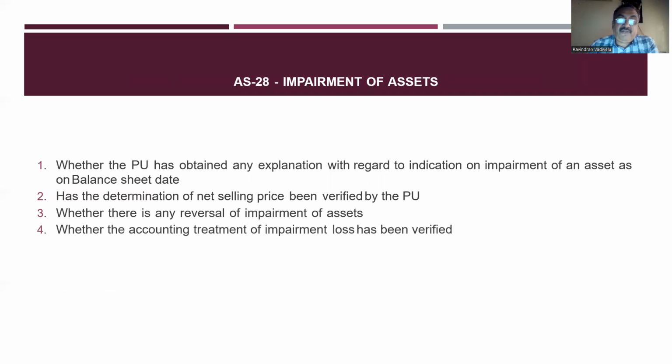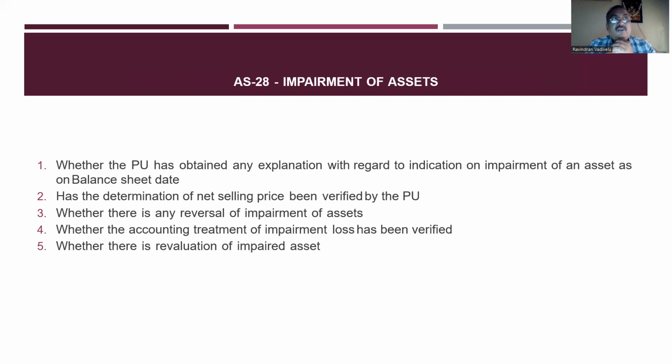Whether the accounting treatment of impairment loss has been verified. So what is the accounting treatment with reference to assets? The practice unit has to verify, and during peer review, this is given very much importance. And whether there is any revaluation of the impaired assets. Suppose in case of revaluation, what is the effect?